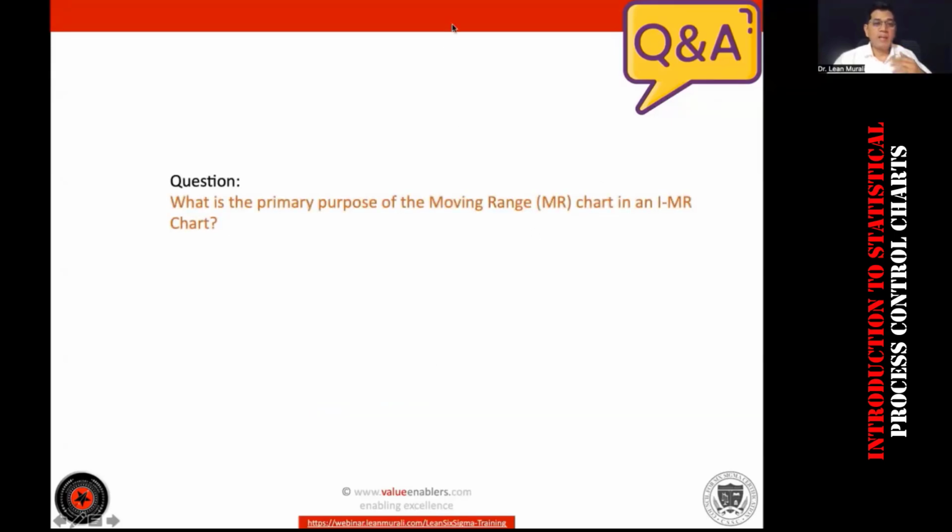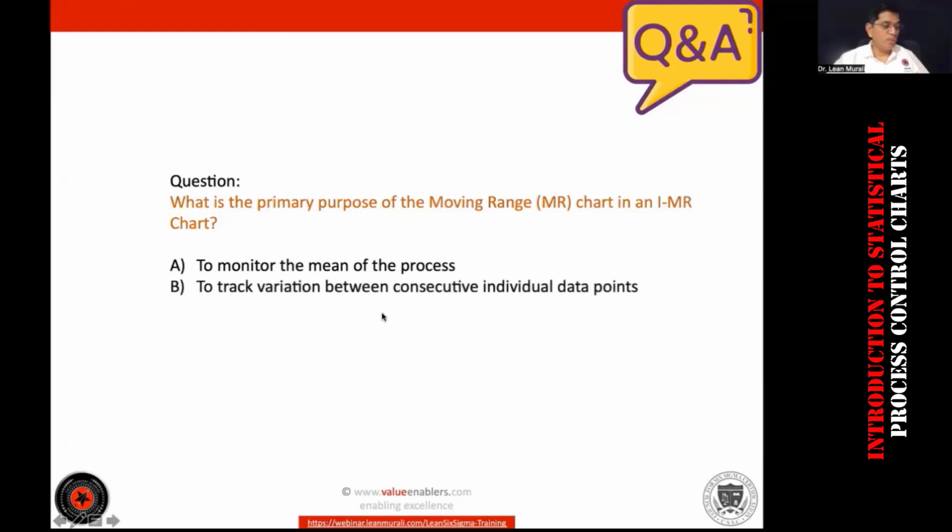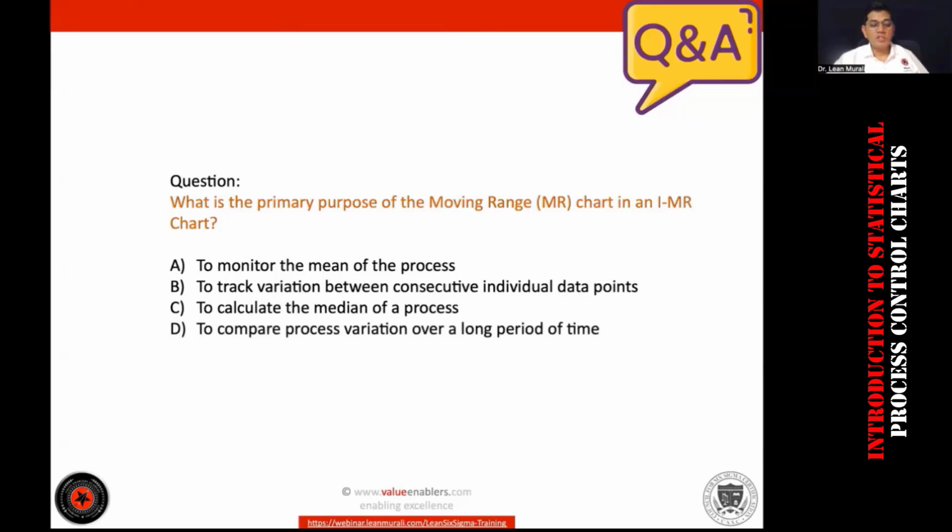The question is, what is the primary purpose of a moving range chart in the IMR chart? To monitor the mean of the process, to track the variation between consecutive individual points, to calculate the median of the process, or to compare the process variation over a period of time. Let's see what answers people give. To track the variation between consecutive individual points.